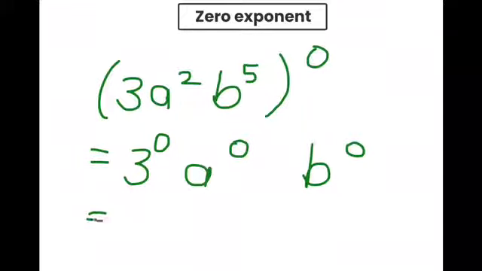And so you've got 3 to the 0, which is 1, times a to the 0, which is 1, times b to the 0, which is also 1, and so your product ends up being 1. So you could do it that way, quite painstaking, or you could recognize that anything to the power of 0, anything, no matter how complex it is, anything to the power of 0 is 1. So this whole thing is being raised to the power of 0, which means that its value is 1.